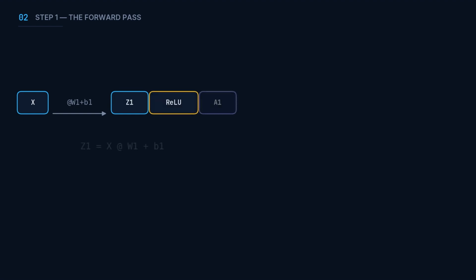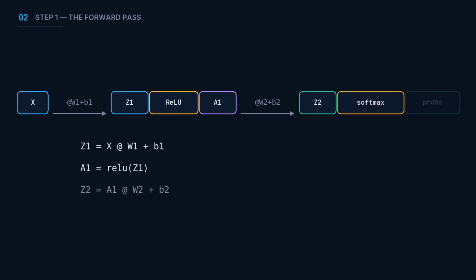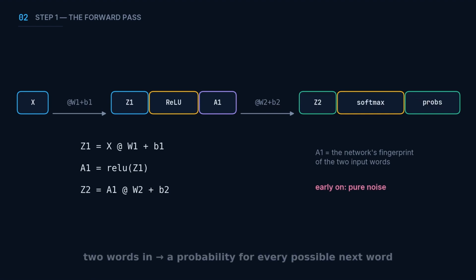Step 1. The forward pass, and it's just 3 lines. X matrix multiplied by W1 plus bias gives Z1. ReLU turns that into A1, the hidden activations, the network's internal fingerprint of the 2 input words. Then A1 times W2 plus bias gives 1 raw score per vocabulary word, and softmax turns the scores into probabilities. 2 words go in. A probability for every possible next word comes out. Early in training, those probabilities are basically noise.